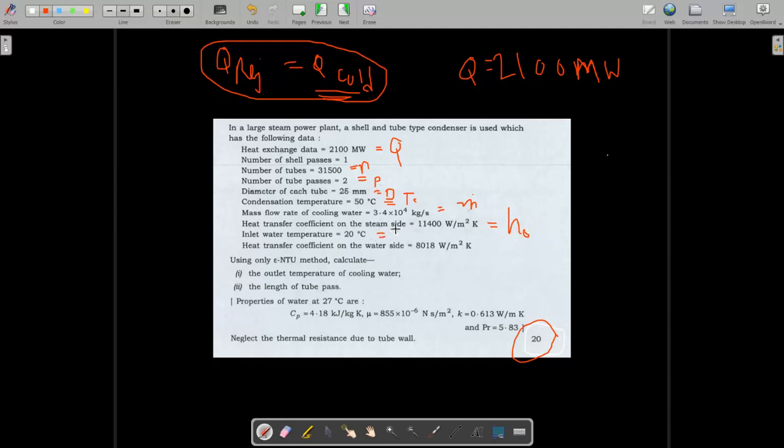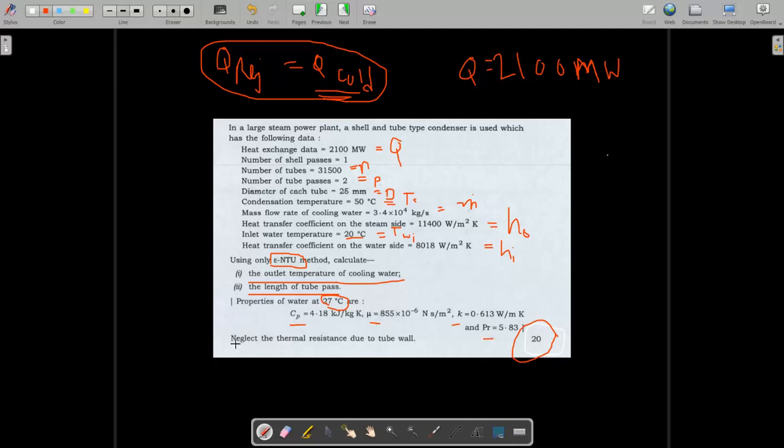Inlet water temperature, specifically Twi, is 20 degrees Celsius. And the outside heat transfer coefficient on the steam side is given as 11,400 W/m²K. And the heat transfer coefficient on the water side is 8,018 W/m²K. Sorry, not water, that means hi, inside. Okay, so using the effectiveness NTU method, find out the outlet temperature of the cooling water and the length of tube per pass. And the mean properties of water at 27 degrees are given as Cp, mu, k, and Prandtl number.